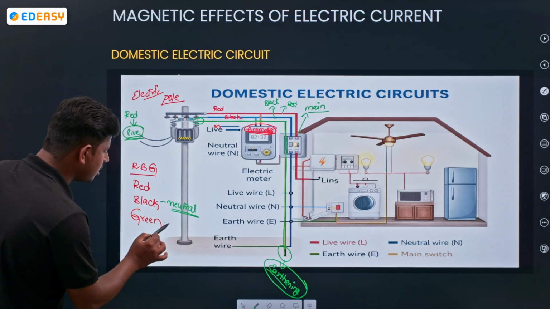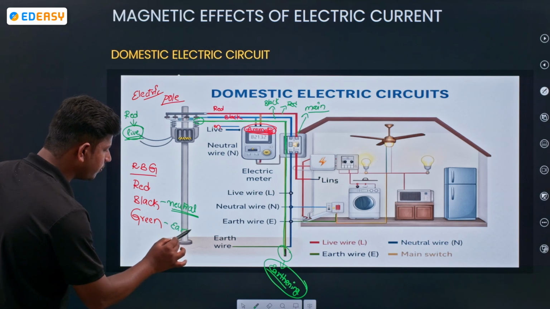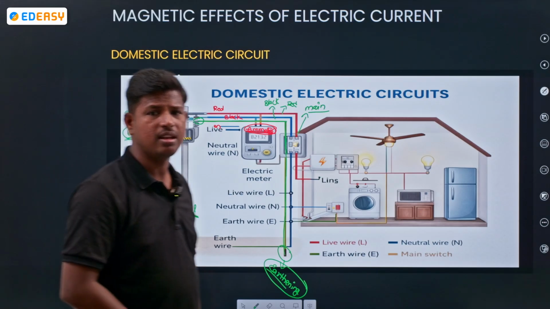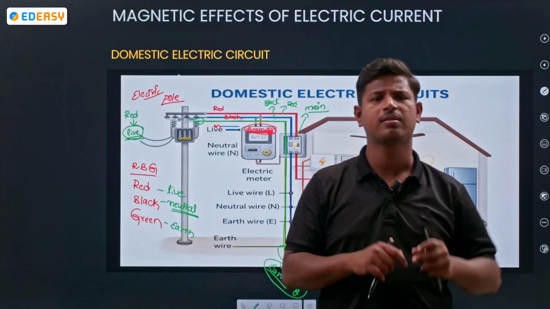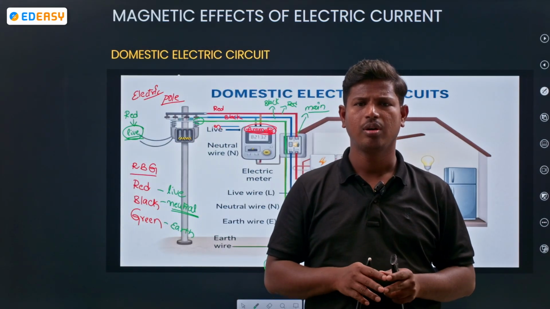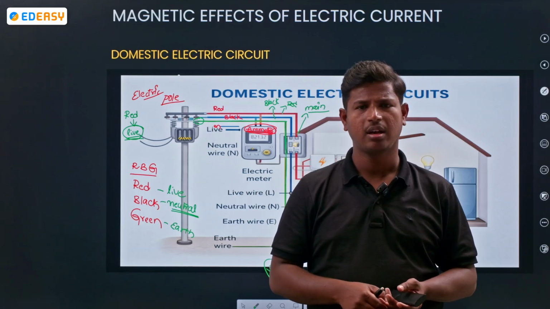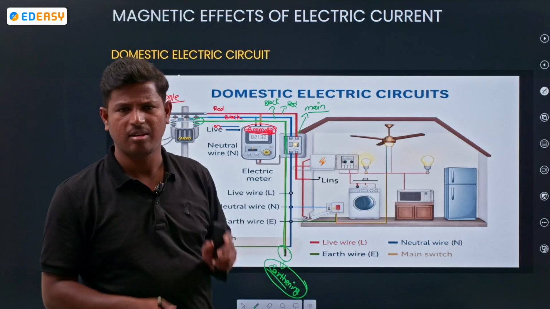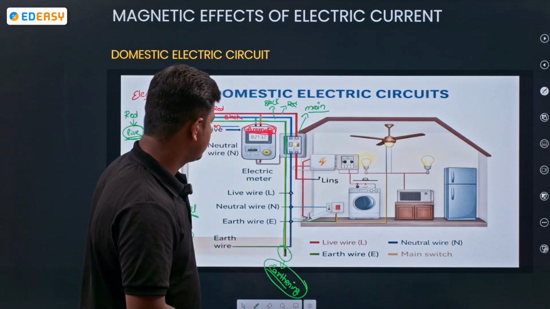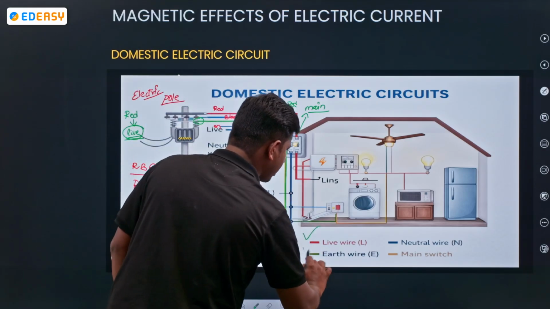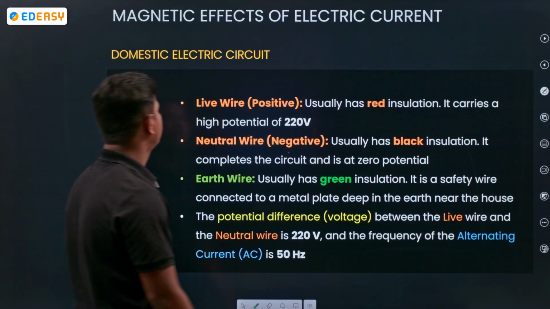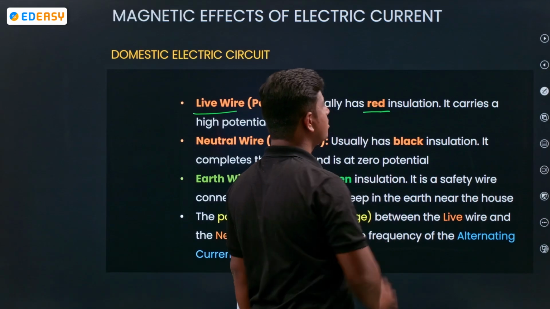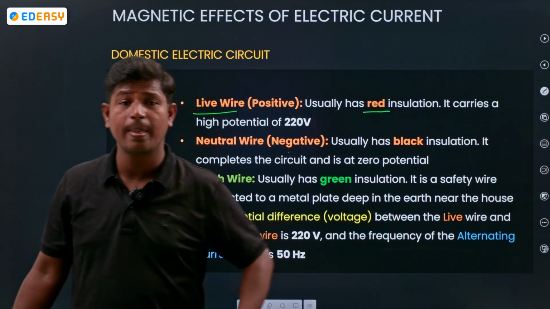And what about green? Earth wire. Red is the live wire, black is neutral, green is earth. Okay. Three wires. Red, black, green. Red wire, live wire; black, neutral; green, earth. Live wire, earth wire, neutral wire. Look at that. The live wire has red insulation.